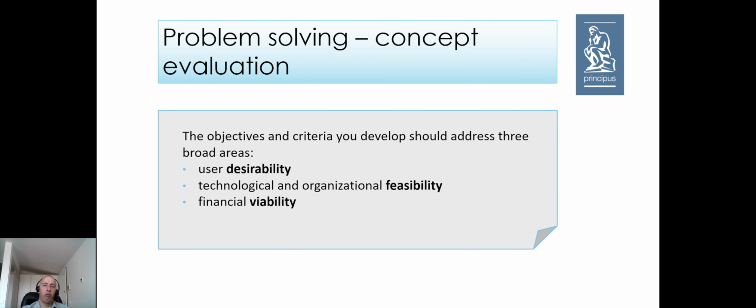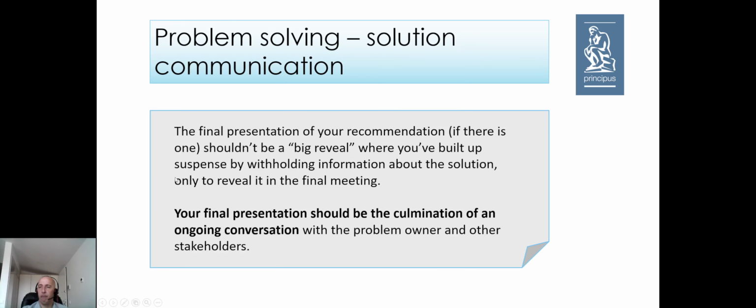If you are proposing a solution for complex B2B challenges, have in mind that your solution will need to cover different needs. The objectives of the solution and criteria for measuring the success should address all three elements: desirability, feasibility, and viability. So always check if your solution is addressing user desirability, technological and organizational feasibility, and financial viability.